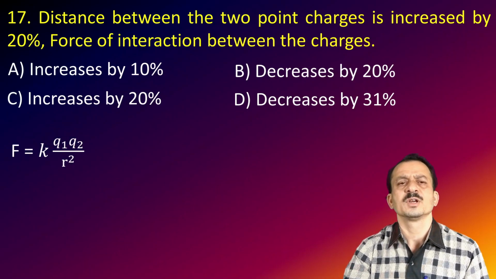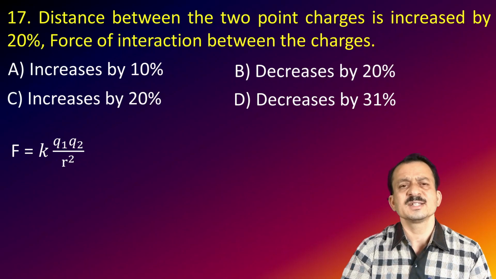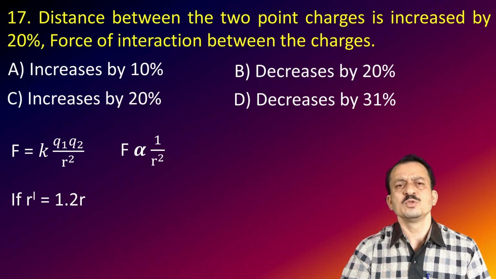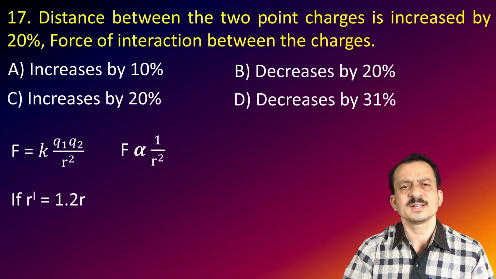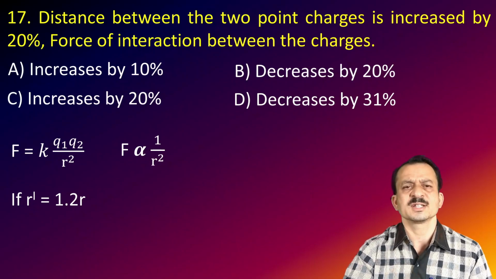Take the first case. Now F is equal to K into Q1 Q2 by R square. They are separated by a distance R. Now in the next case, the distance is increased by 20%. Therefore F is proportional to 1 by R square. The new distance R dash, if I increase it by 20%, in terms of R becomes 1.2 into R. If we have 1 meter and increase it by 20%, it becomes 1.2 meter. In the same manner here, the new distance R dash becomes 1.2 into R.